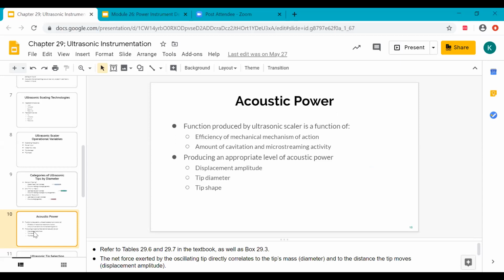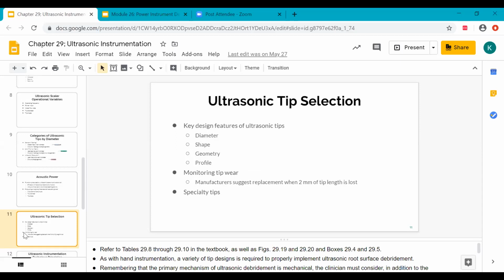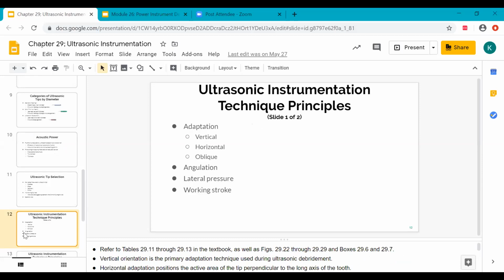Okay, so function is produced by an ultrasonic scaler. We have efficiency of mechanical mechanism of action, amount of cavitation, and microstreaming activity. We want to have an appropriate level of acoustic power, so displacement of amplitude, and then we have our tip diameter and shape. So like I said, this is super important for our tip selection, and that we're able to properly adapt those things.